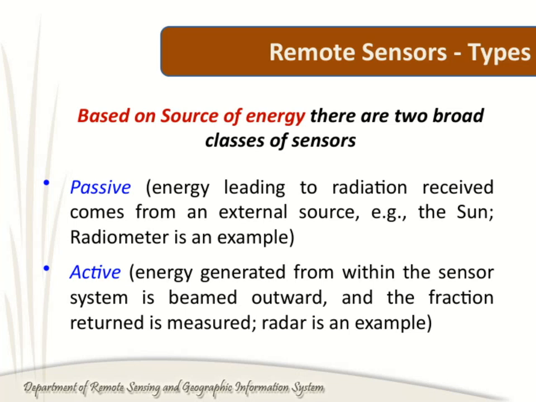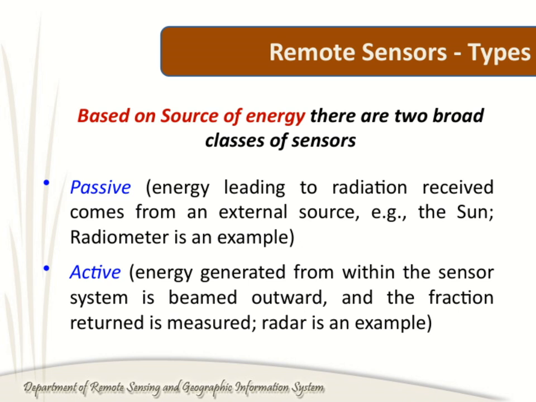Let's take a closer look at the different types of remote sensors based on their source of energy. There are actually two broad categories we can consider. First, we have passive sensors. These sensors rely on external sources of energy, like the sun, to collect data. An example of this would be a radiometer, which measures radiation coming from the Earth or other objects, without emitting any energy itself. Then, we have active sensors.